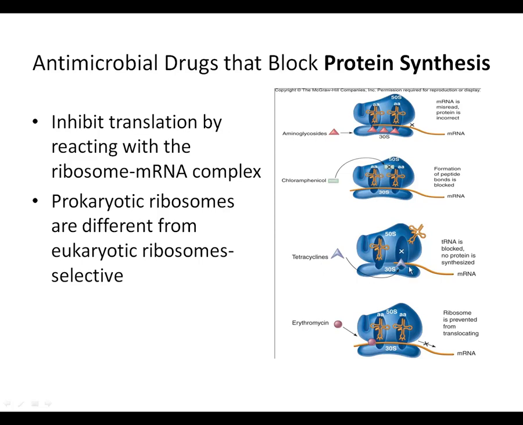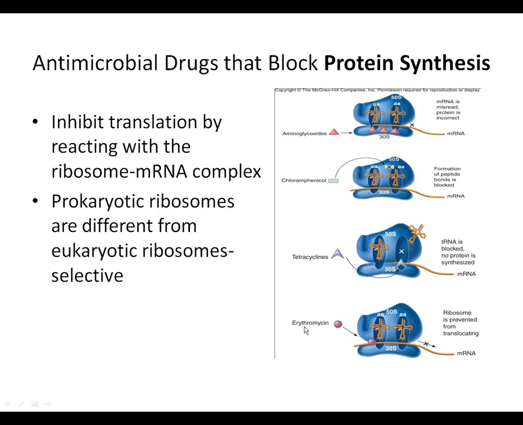Tetracyclines, they are going to bind to the 30S ribosome. They are going to block the tRNA so that the tRNA can't come into the acceptor site or the A site of the ribosome, and because the tRNA can't get in, there is no amino acid going to be brought in, and the mRNA can't be read.